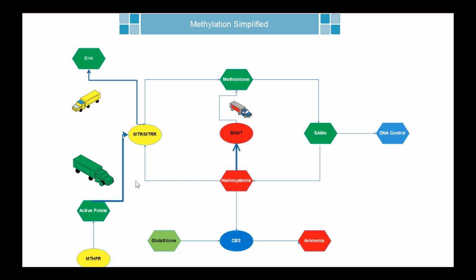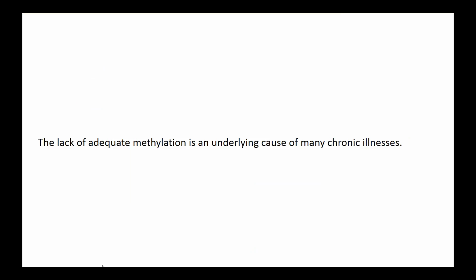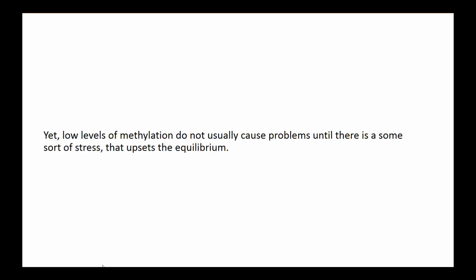These really are not configured as cycles. These are just in the cytoplasm and on the membranes where all this stuff occurs, but we use these cycles to help us think about it. The lack of adequate methylation is the underlying cause of many chronic illnesses. Yet low levels of methylation do not usually cause problems until there's some sort of stress that upsets the equilibrium.